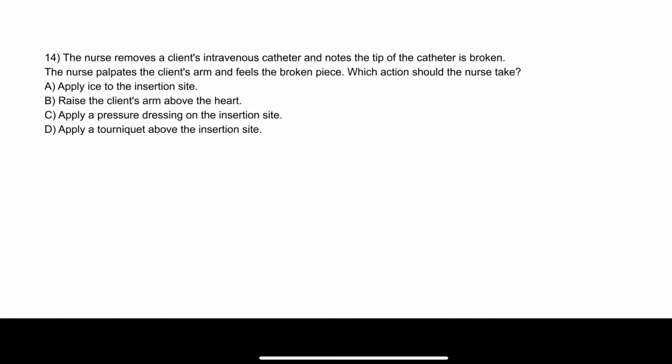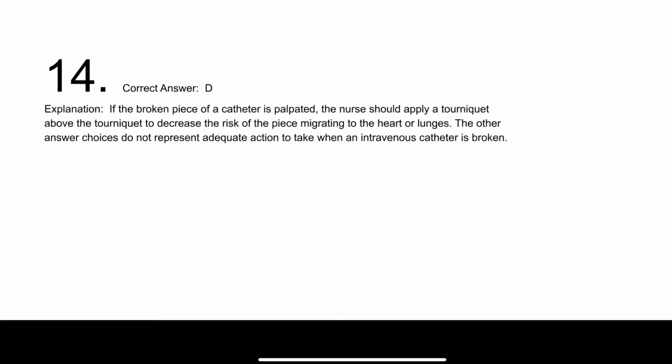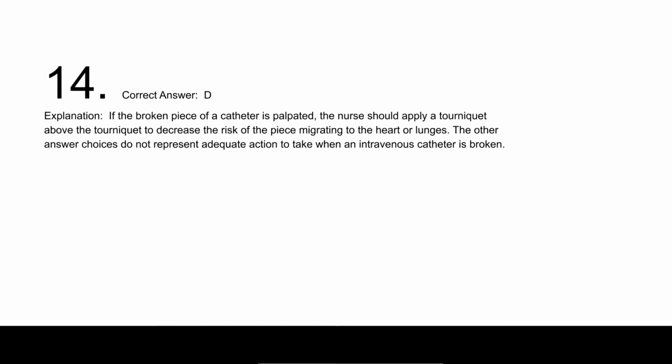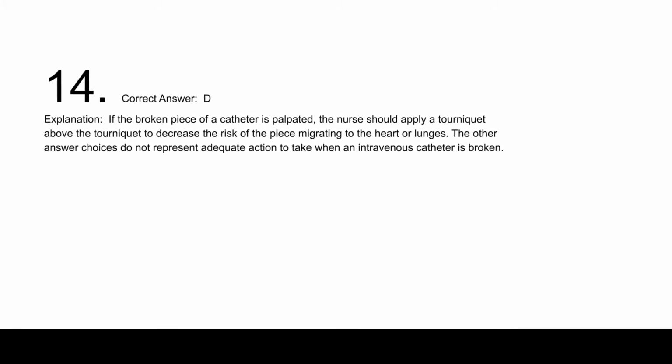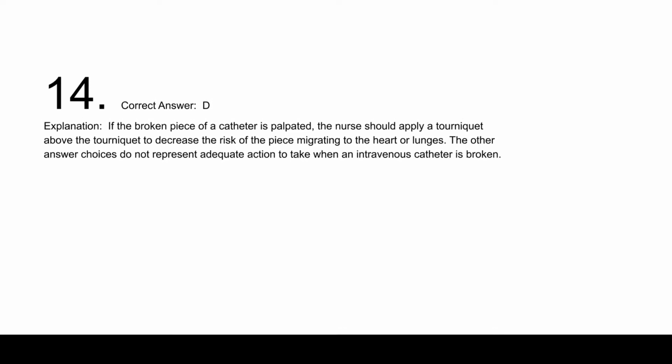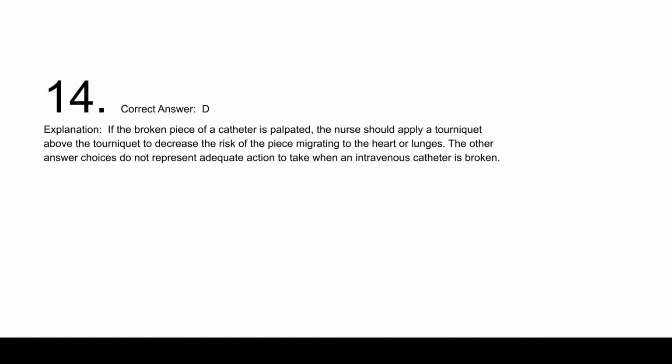Correct answer, D. Explanation. If the broken piece of a catheter is palpated, the nurse should apply a tourniquet above the insertion site to decrease the risk of the piece migrating to the heart or lungs. The other answer choices do not represent adequate action to take when an intravenous catheter is broken.